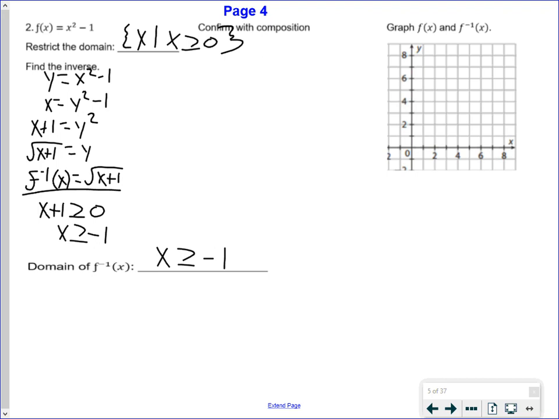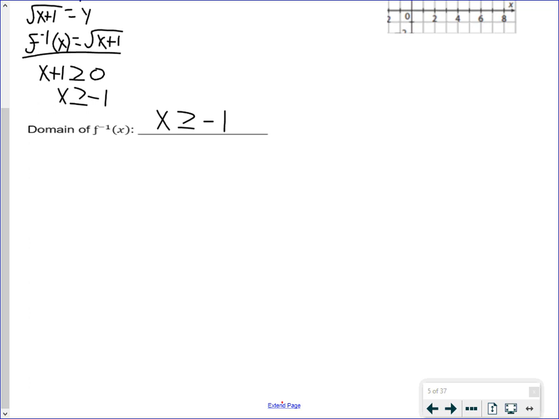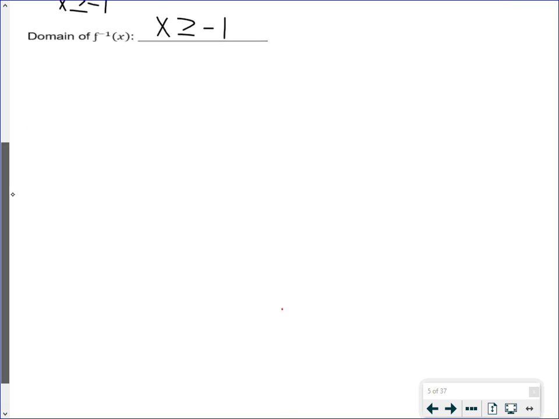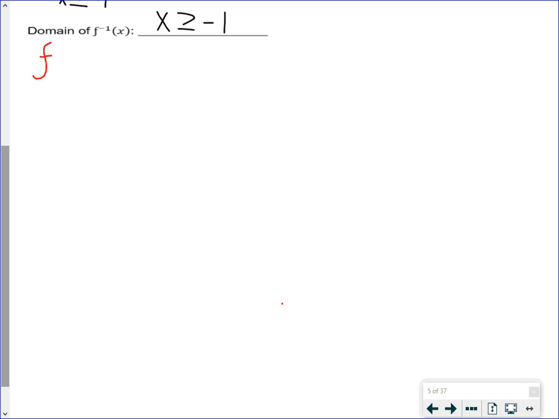So we have our domain, we have our inverses, and now we're going to confirm by composition. So we're going to use our two same formulas. Let's actually do this down here to give ourselves a little more room. So we have the f function of the f inverse, and we also have the f inverse function of f of x. All right, so that's what we're going to be solving for. We need both of these to equal x.